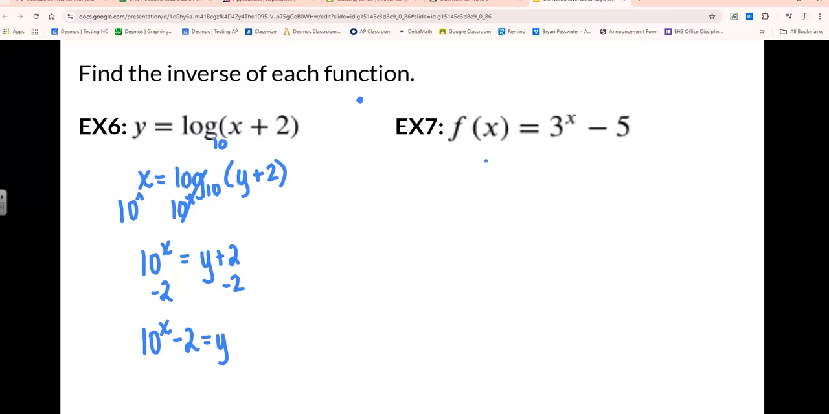Example 7. You're going to switch your x and your y's. You got an x equals 3 to the y minus 5.